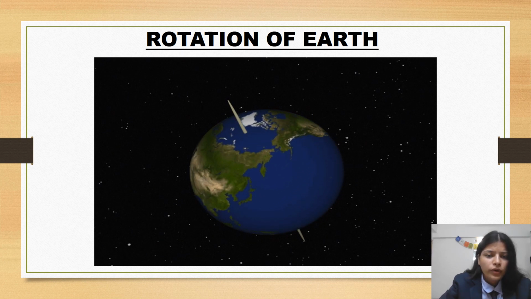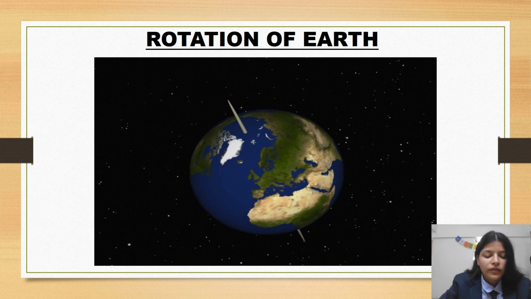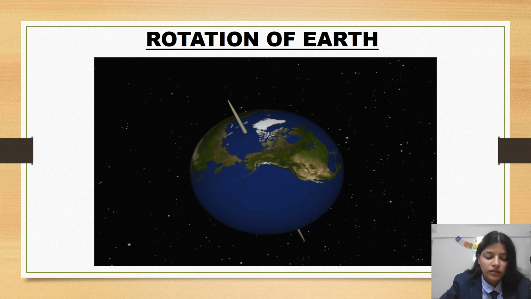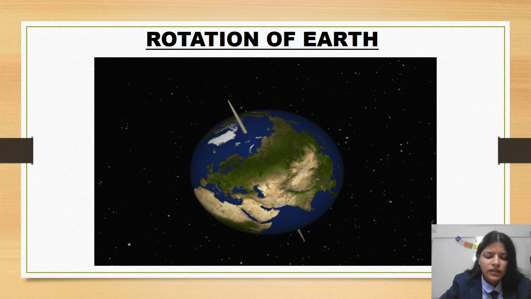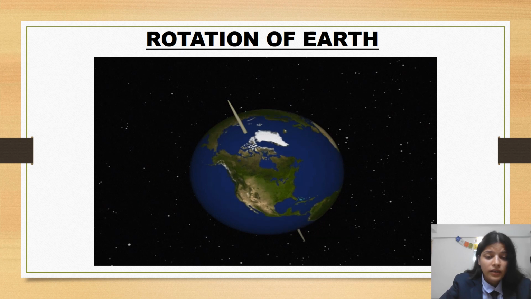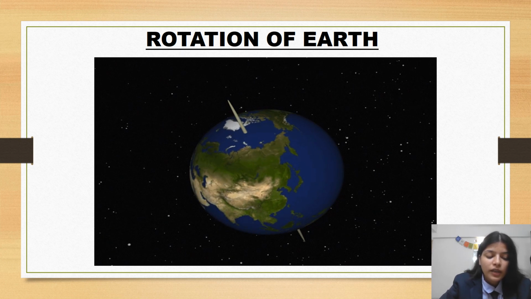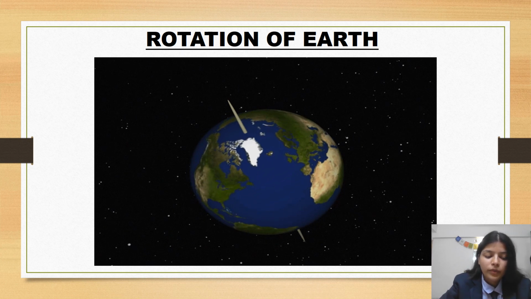So before discussing the rotation of the Earth, we see that it is very difficult to describe the location of a point on a sphere like Earth. Now, for that, the question arises in our mind: how do we locate a place on it? So for that we need certain points of reference and lines to find out the location of the places.